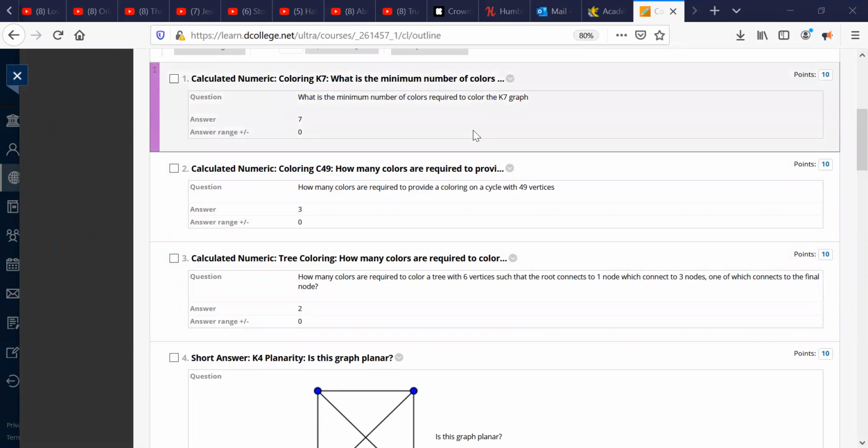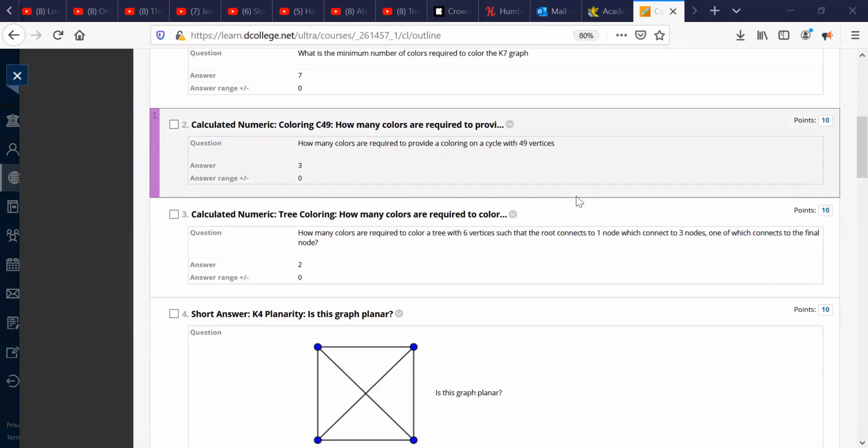So that's just going to be 7, because K7 is a complete graph on n vertices, and a complete graph on n vertices always has n as its coloring, because every single node is adjacent to every other node, so it can't be the same color as that node.